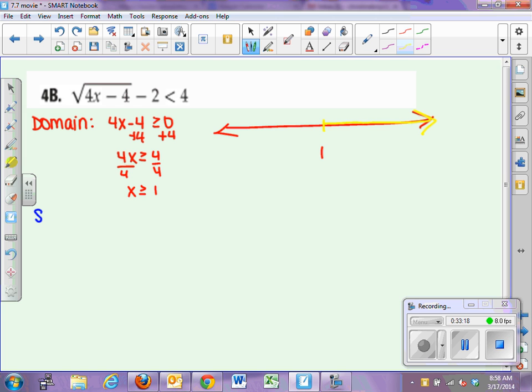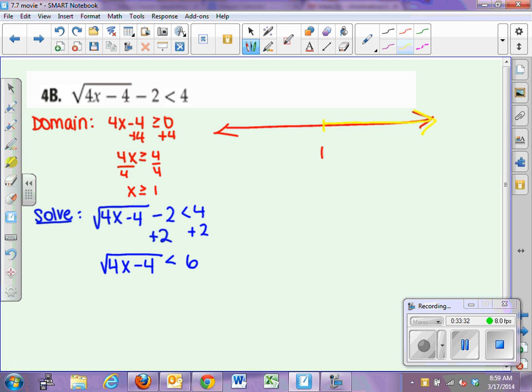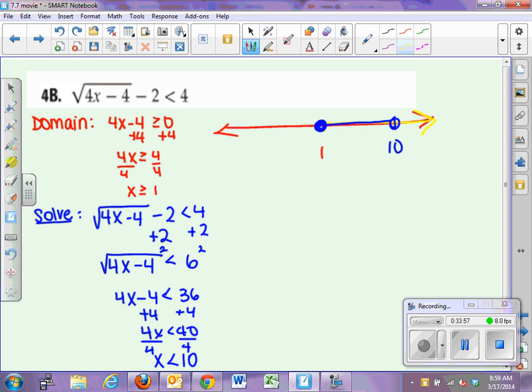Then I solve. Add 2 to both sides to get the radical alone, just like we have been doing all lesson. Square both sides, so we get rid of the radical, and add 4 to both sides. Divide both sides by a positive 4, so we don't need to switch the signs. X is less than 10. But remember, it's less than, not equal to. Numbers can't be less than 1, so we have to have numbers bigger than 1.